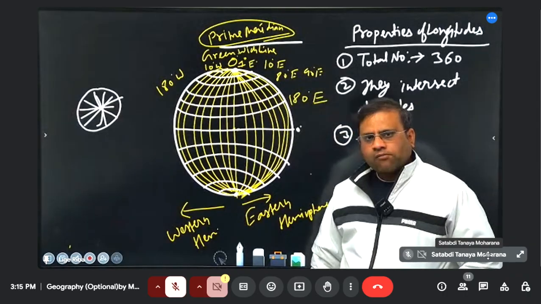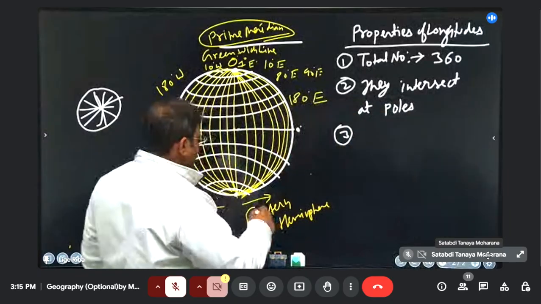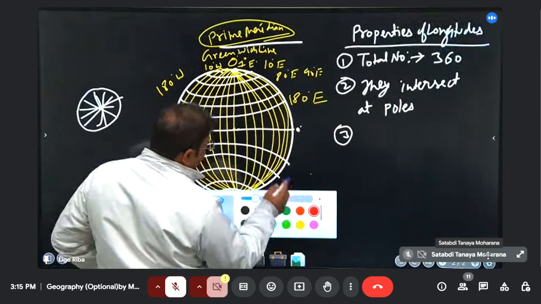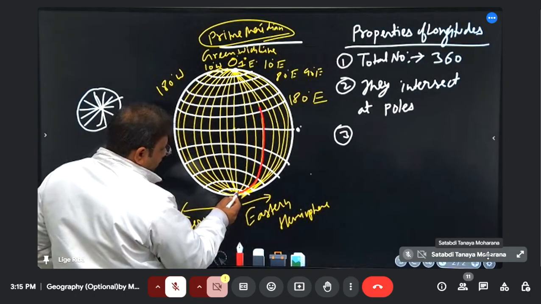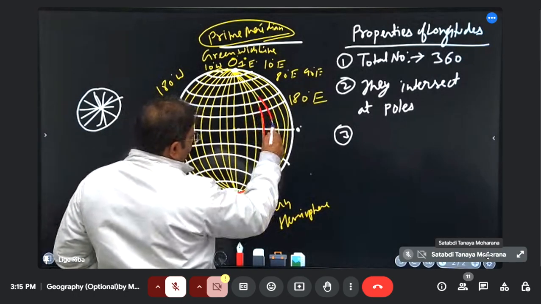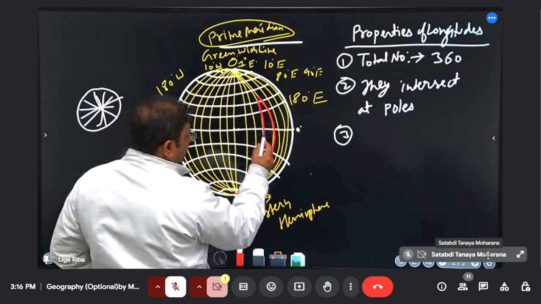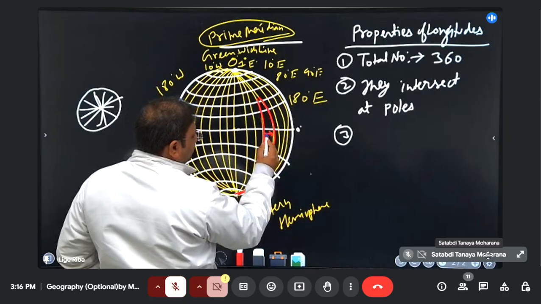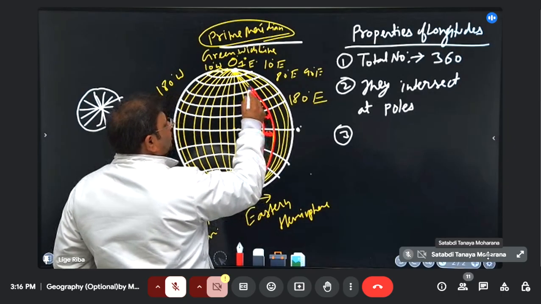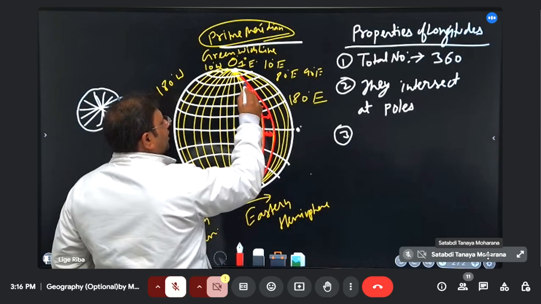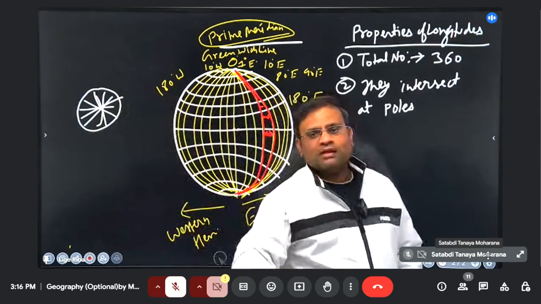Okay. Are they equidistant from each other? Like two. These focus on two. Let me make this one red line. So this is one longitude, and this is the next one. Is the distance between two nearby longitudes uniform? No, not uniform. It is more distance here, less here, further less here. As you move toward the pole, the distance between them goes on decreasing, and finally it becomes zero at the poles. So they are not uniformly separated.